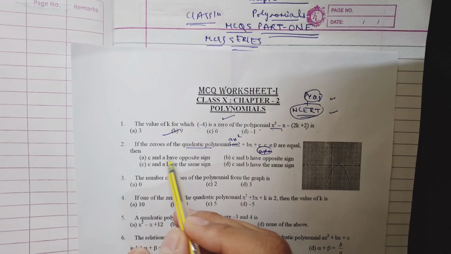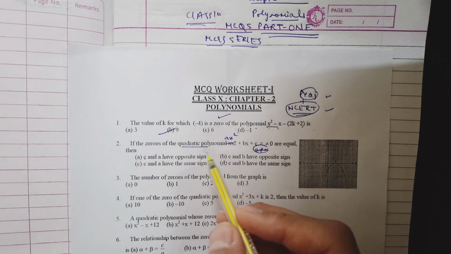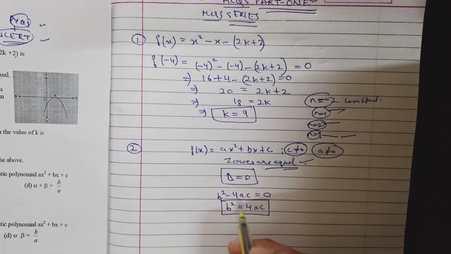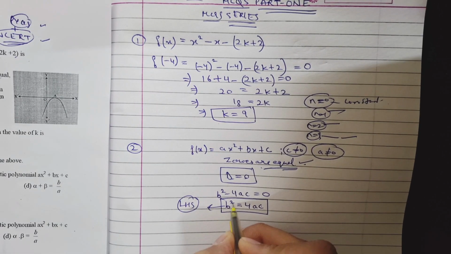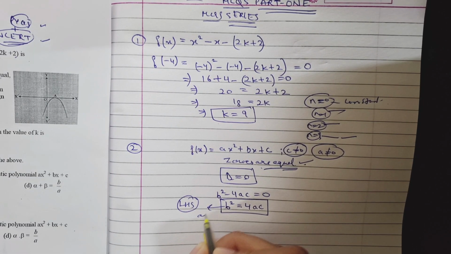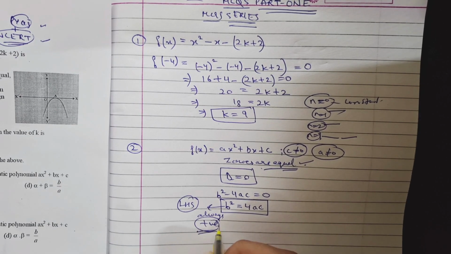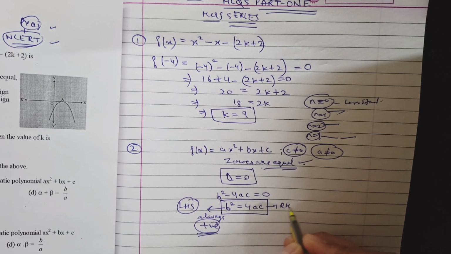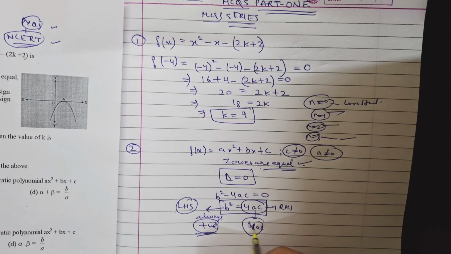Now what do we have to do? What are the options? The options are about the signs of a and c. We have to find out the signs of a, c, b. Now see, guys, b square equals 4ac. Check the left hand side. b square is a square term, so it is always positive. So for left hand side to equal right hand side, 4ac must be positive. Now you can say 4 is positive.